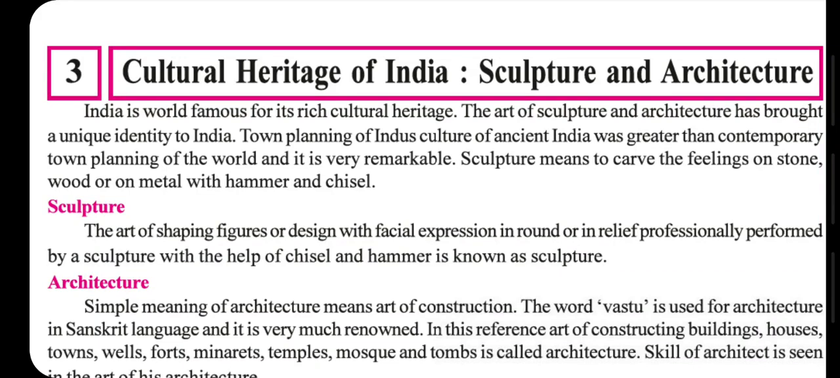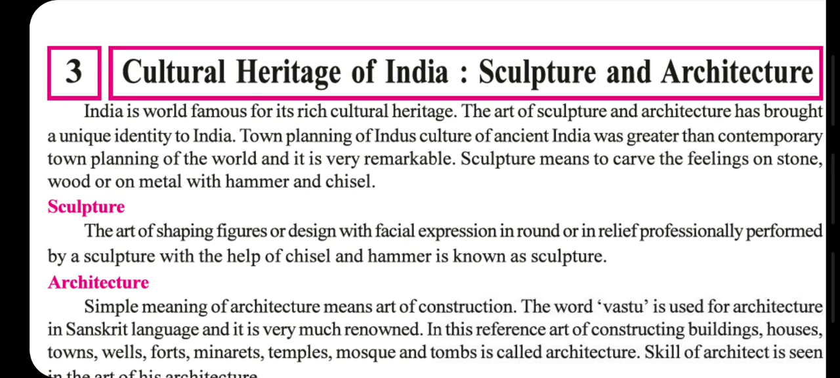Today we are starting chapter 3, that is Cultural Heritage of India, Sculpture and Architecture. The meaning of sculpture, in simple terms, is the art of shaping figures and designs with facial expression, in round or in relief, professionally performed by a sculptor. This person uses a chisel and hammer. This is the art of sculpture.